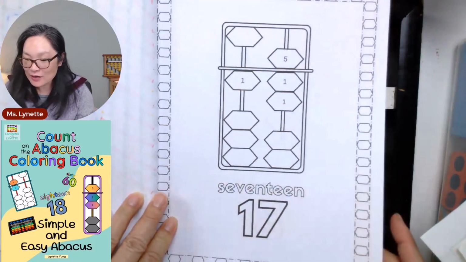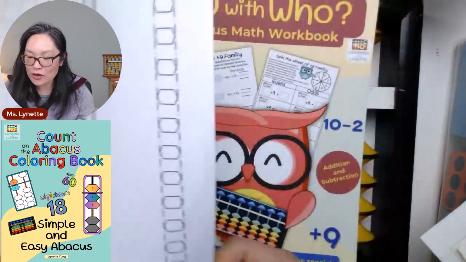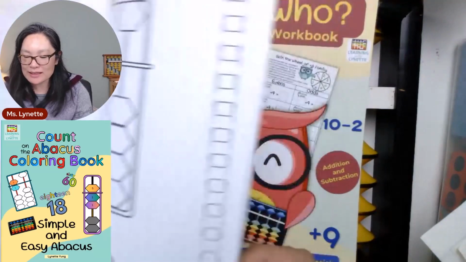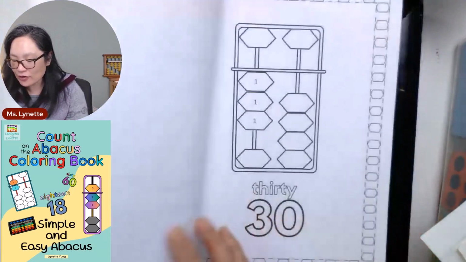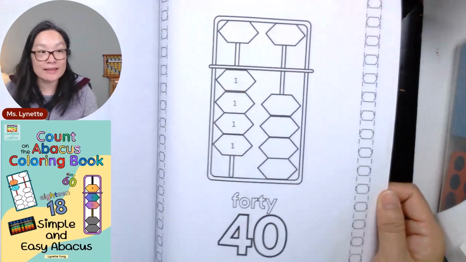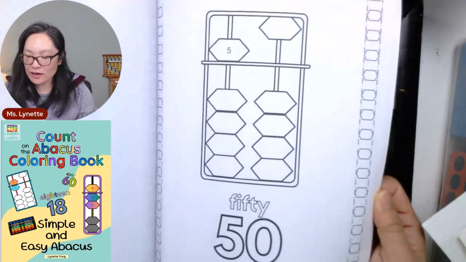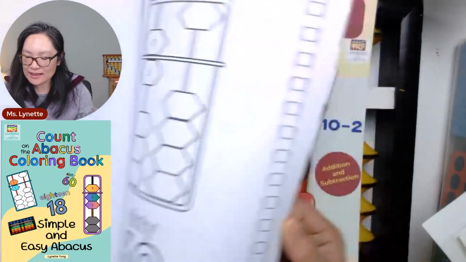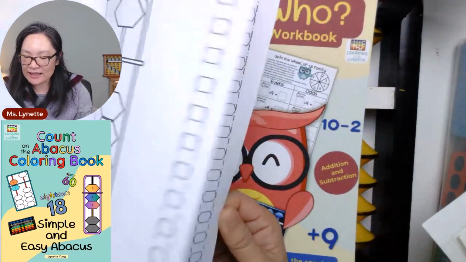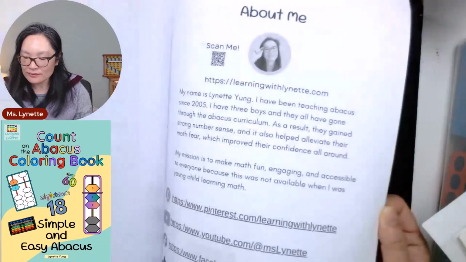So the coloring book goes all the way to 100. I mean, it goes to 100, but after 30, it starts to go by tens. 40, 50, 60, 70, 80, 90 to 100. And that's it.